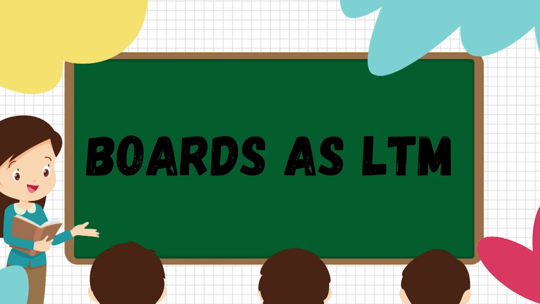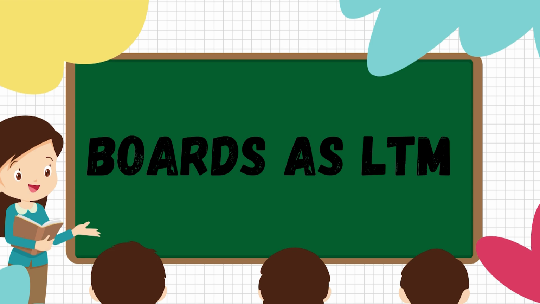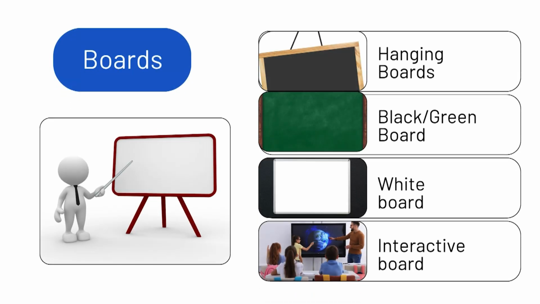The first important type of learning teaching material is the boards. There are many types of boards. Some teachers believe that chalk and talk is the best pedagogy that I can have. Initially we had hanging boards. The teachers would take the boards along with them, fold them as a rolled paper, and take them into the class or maybe outside in the garden, and hang them from a nail on a wall or from a tree, and write on that. They were one of the most easily available boards.